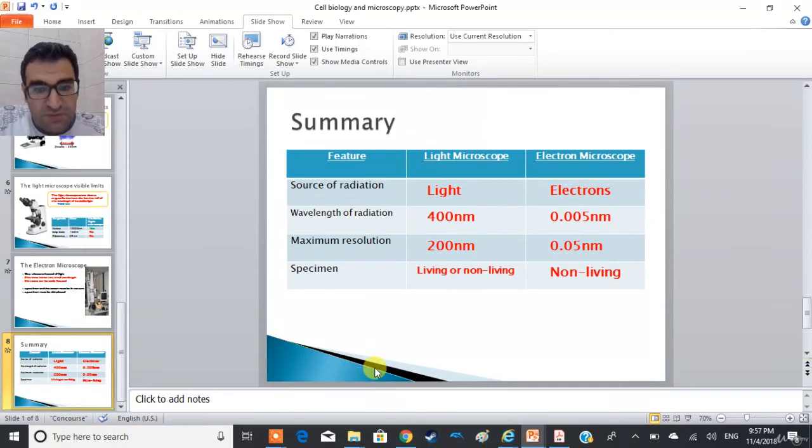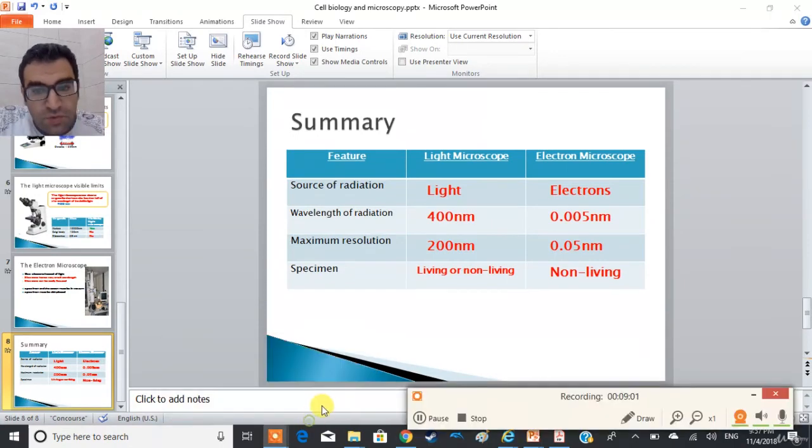This is lecture number 1. In lecture number 2, we will be learning how to measure the magnification power of the microscope.